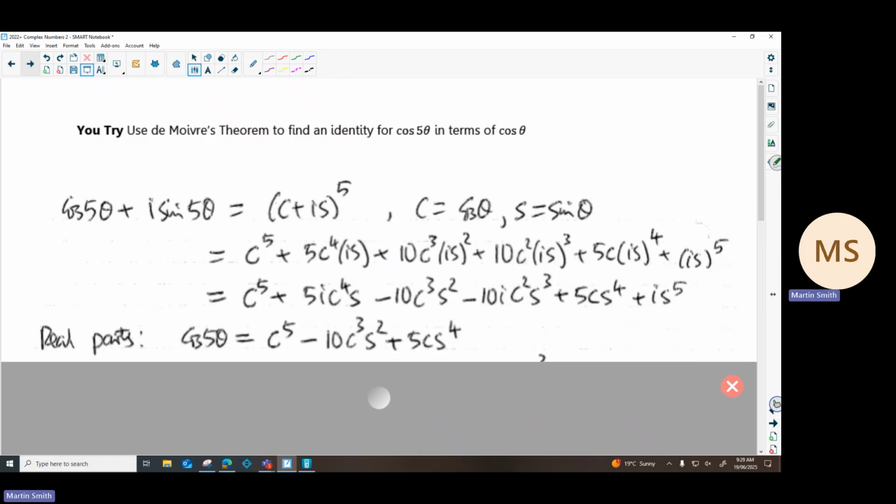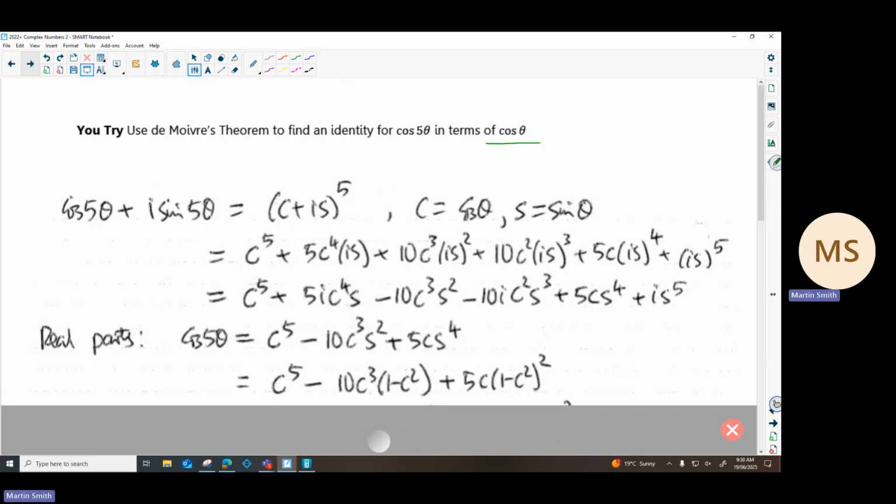If you compare the real parts, which is all we need to do in this case, we just want a formula for cos 5 theta, you will get cos 5 theta is c to the 5 minus 10c cubed s squared plus 5c s to the 4. Now, because this wants to be written only in terms of cos theta, I need to get rid of the s's, which stands for sine theta, but sine squared is 1 minus cos squared, so s squared can be written as 1 minus c squared.